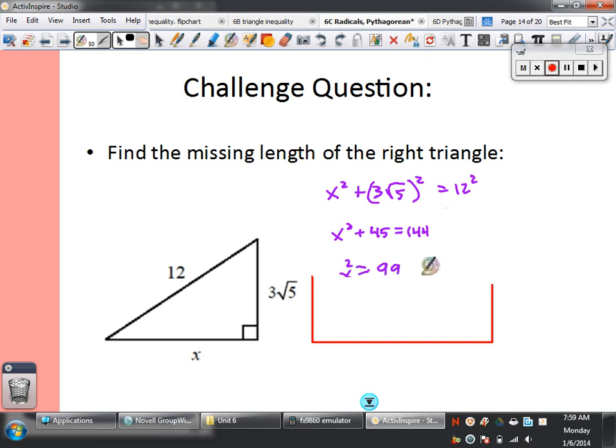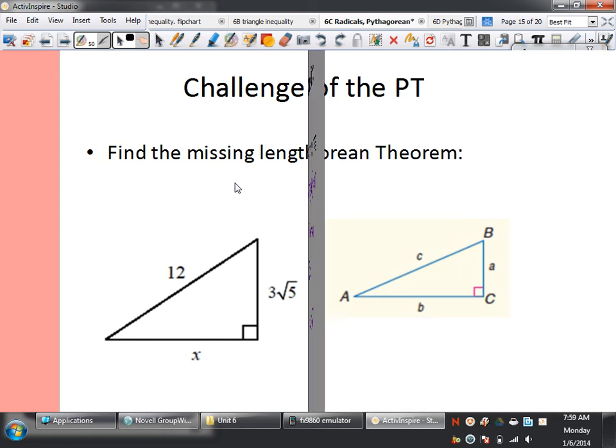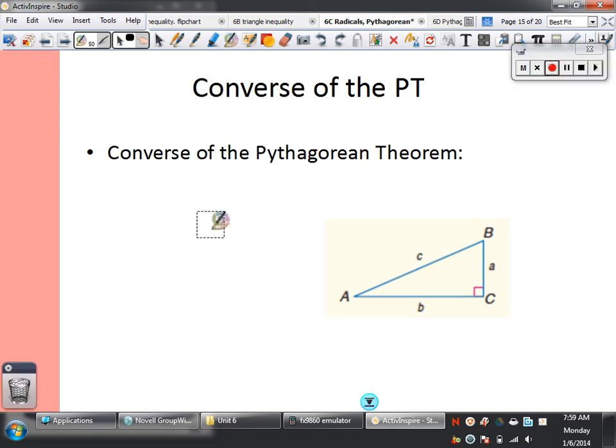From there, it's pretty easy. X squared equals 99. Largest perfect square that goes into 99 is 9. So that becomes 3 times the square root of 11. Not too hard. The converse of the Pythagorean theorem.